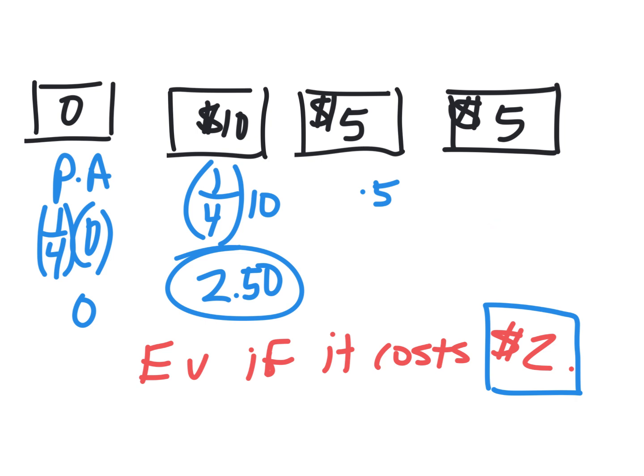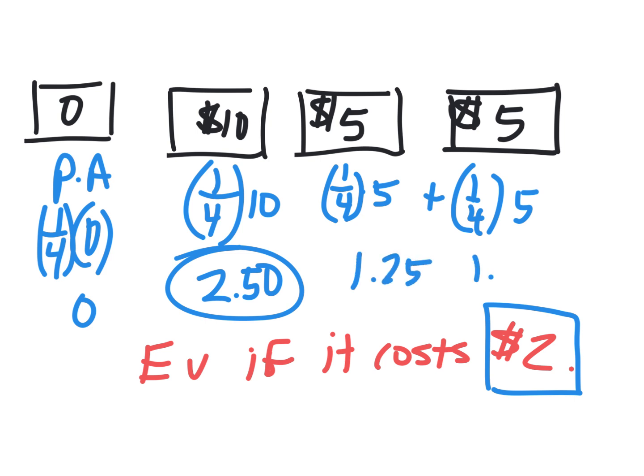You could say that there's a 1 in 4 chance of getting this envelope plus a 1 in 4 chance of getting that envelope. Or you could put them together and just do it once and say there's a 2 in 4 chance of getting 5. All right. This would be 1.25, and this would be 1.25.